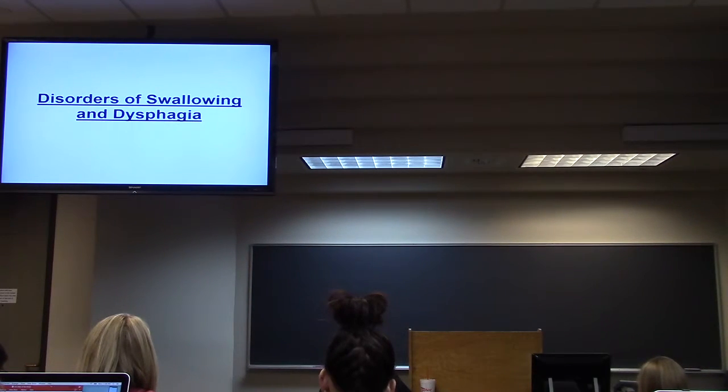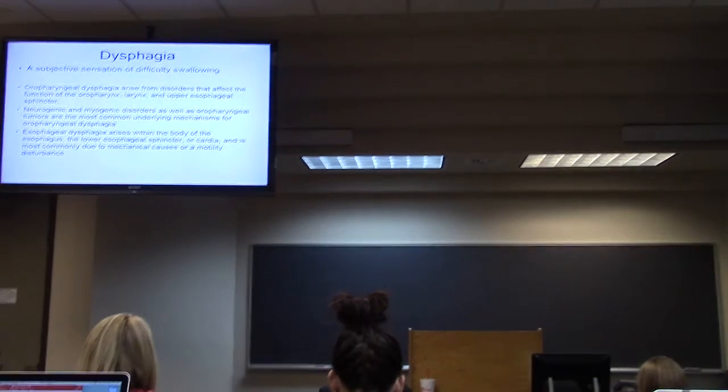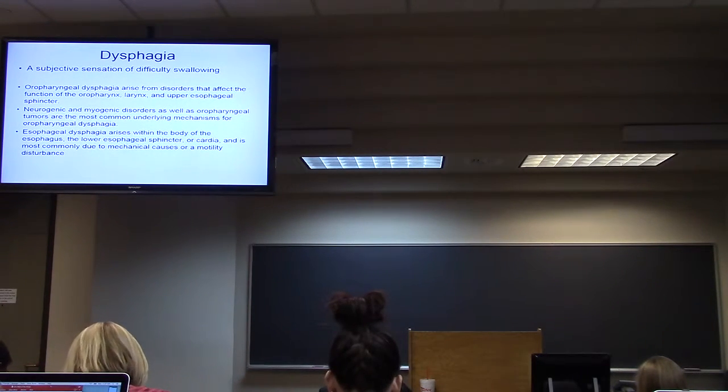Swallowing and dysphagia. So dysphagia is difficulty swallowing. There's different types of difficulty swallowing. It can be because of a mass in the oropharynx. It can be from a muscle problem where you have a motility disorder, or a narrowing in the esophagus called an esophageal stricture or an esophageal web. Those are narrowings in the esophagus.